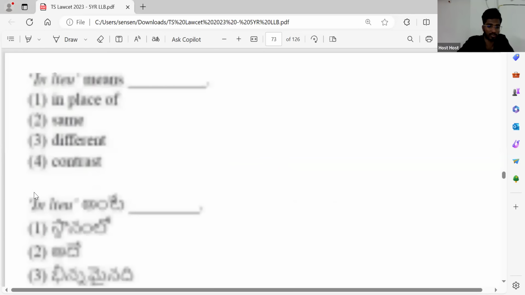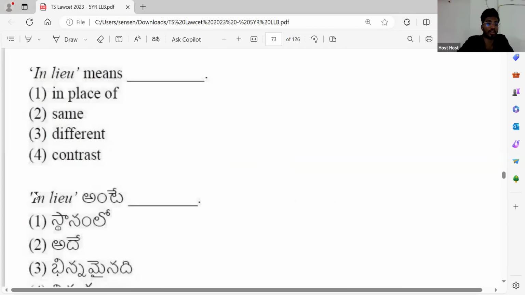Next, in lieu of. What is the meaning of in lieu of? In lieu of is in place of or instead of. Very good. In the exam, he'll give two options: in place of or instead of. Right. So in lieu of coffee, I took tea. Or maybe in lieu of non-veg, I took veg. So in lieu of is in place of or instead of. Right. That is very important. Legal maxim.